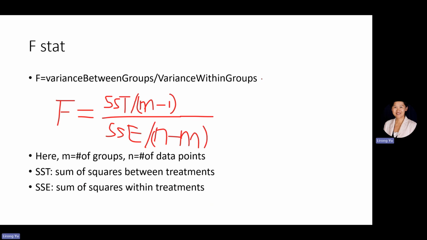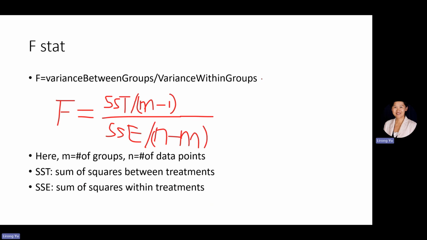And then you also have to know the degrees of freedom. This degree of freedom is m minus 1 or k minus 1, because m and n sound so similar. So in some of my examples, I call that k, so that k and n sound very different. And this is n minus m or n minus k. Now here it's going to be n minus 1 because this plus this is this. And same thing, this plus this equals this. SST plus SSE equals SS total.